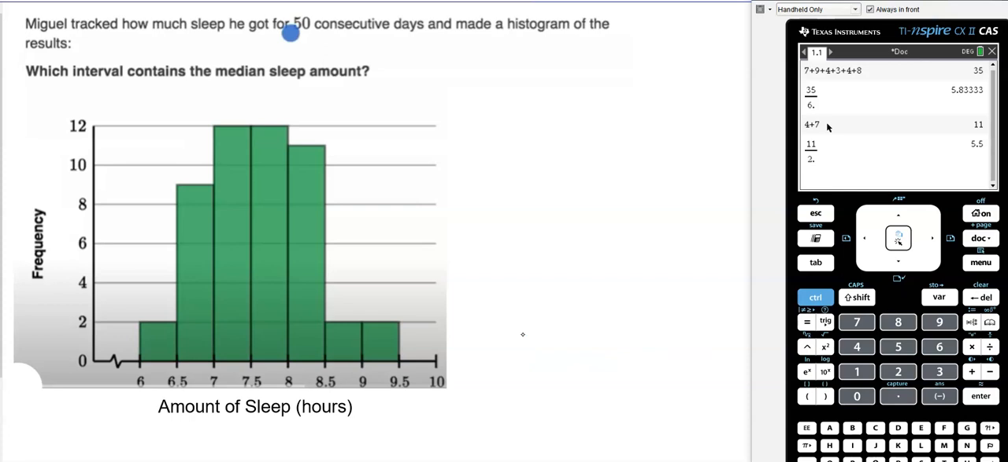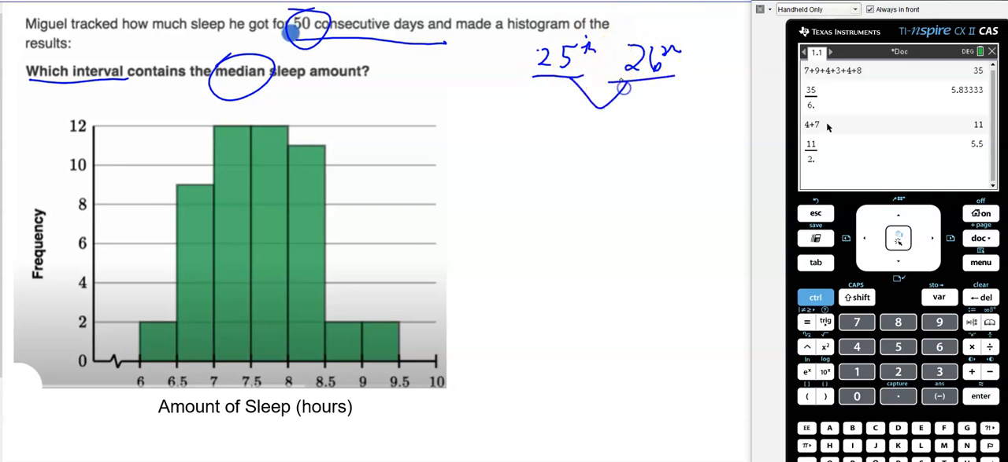Last question here. If you've got 50 consecutive days of sleeping, you can see that Miguel slept longer, like 9.5 at the most or 6 at the least. So he gets in between those two values. Which interval contains the median? So I need to find the median. There's 50 days, divide by 2 is 25. So I need the 25th and the 26th. I need to average those two to find the median. I'm going to take those two terms.